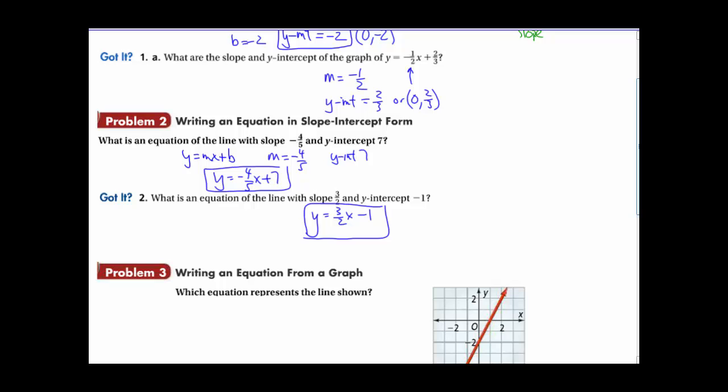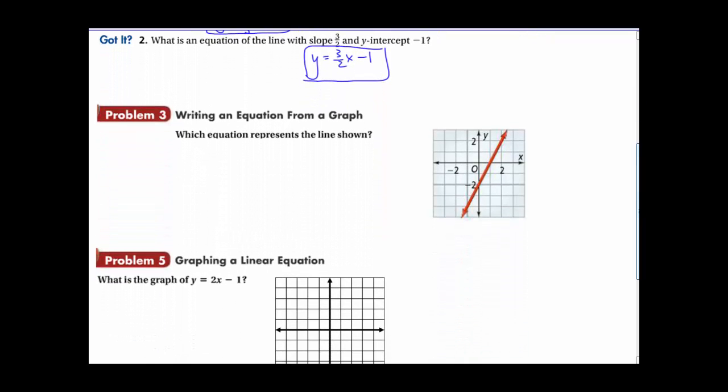Problem 3. Now we're going to take a graph that is a linear function and write down our slope and our y-intercept and make an equation. Problem 3, writing an equation from a graph. So what we need to do is take our linear function and create the actual equation in slope-intercept form. One of the best things to do is look at our graph and see if it crosses exactly on a grid point, like this one here, this one here, this one here, and this one here.